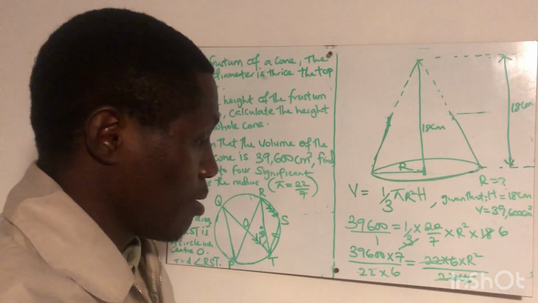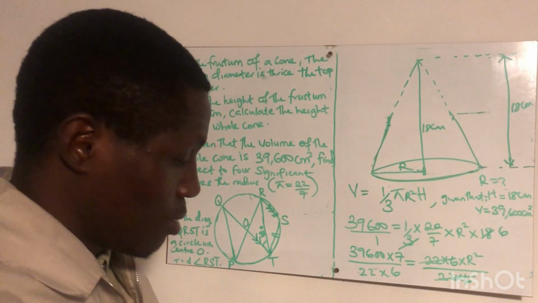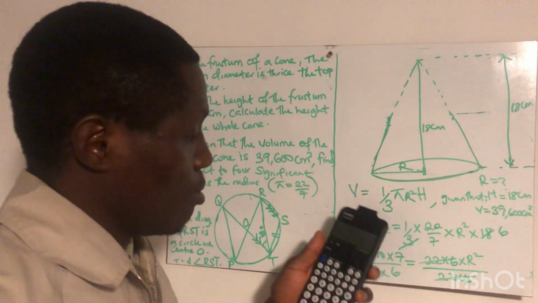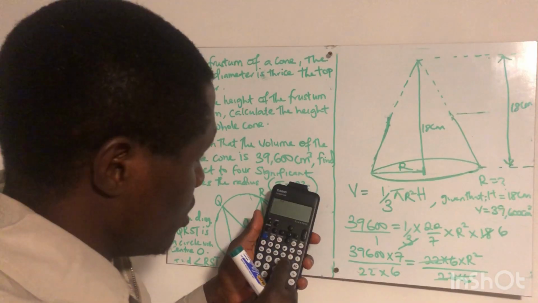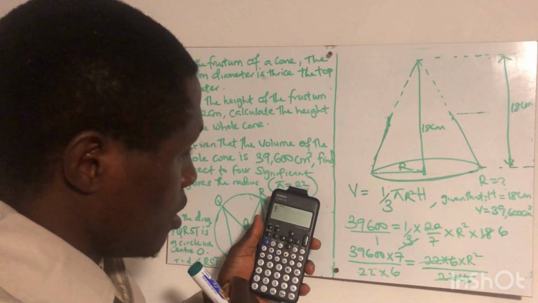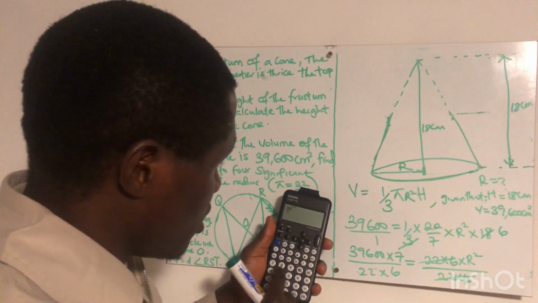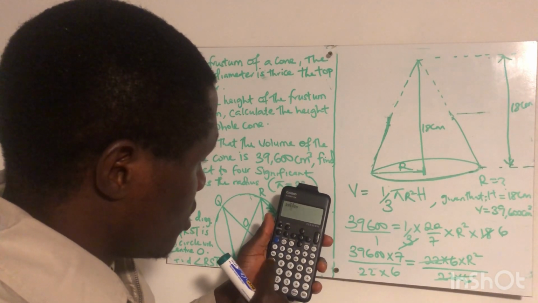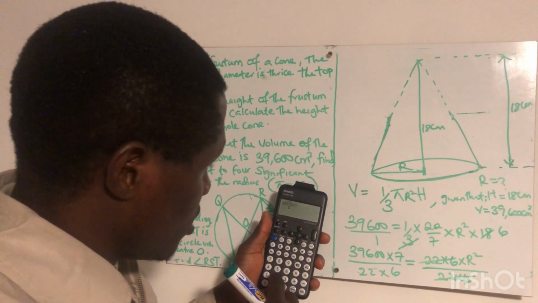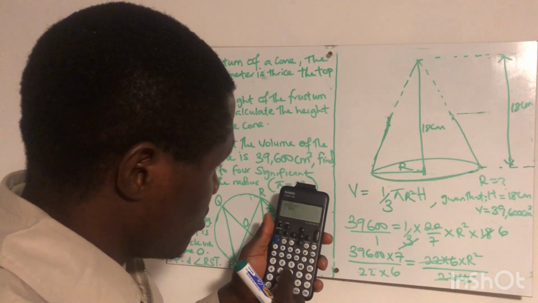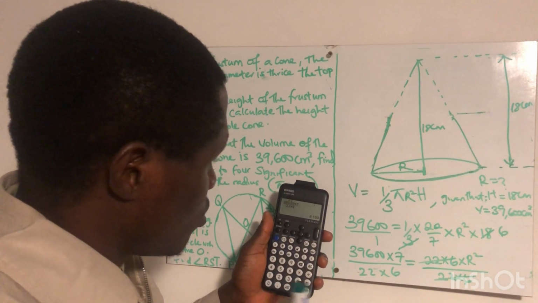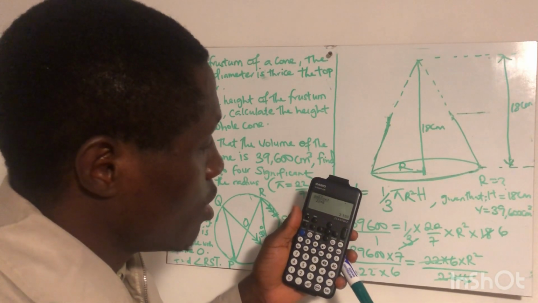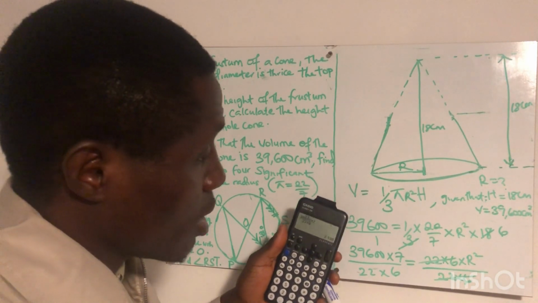By so doing, you can easily press this on the calculator. Let me bring my calculator out. So you press your calculator. Let me show you. This is a fraction, 39,600 multiplied by 7, then divided by 22 times 6. So I'm having 2,100. That's my R square.